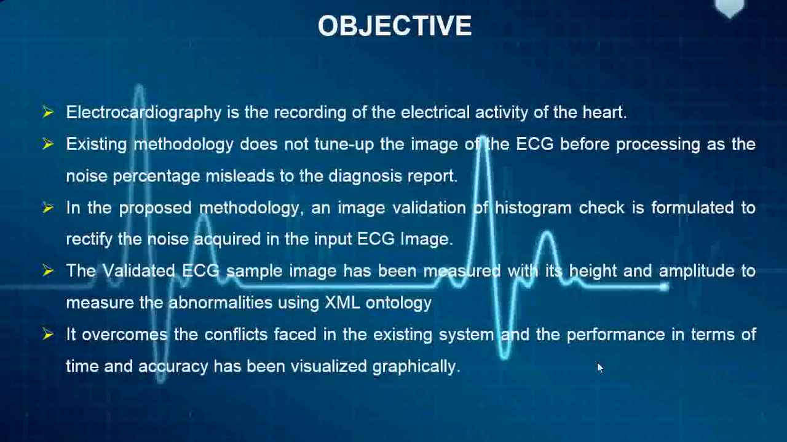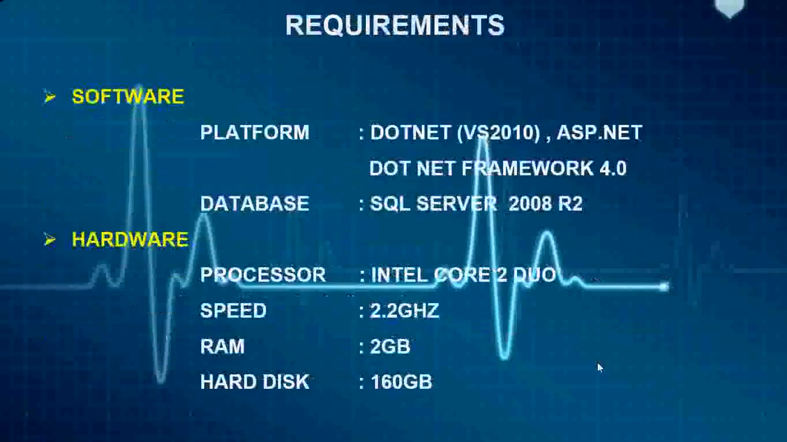To improve the understanding of ECG diagnosis and develop a more accurate ECG diagnosis report. The histogram process undergoes various kinds of checks to overcome these conflicts and to validate the image. Then these are the requirements: software requirements and hardware requirements. Platform .NET, database SQL Server 2008 R2, processor Intel, speed 2.2 GHz, RAM 2 GB, hard disk 160 GB.